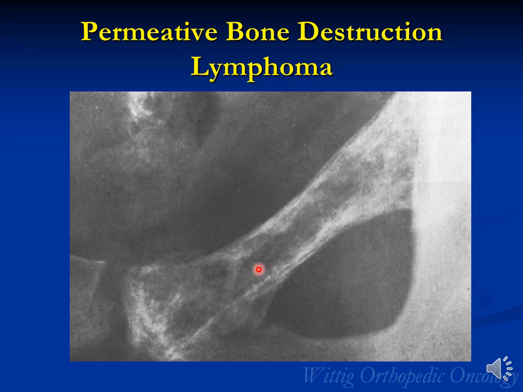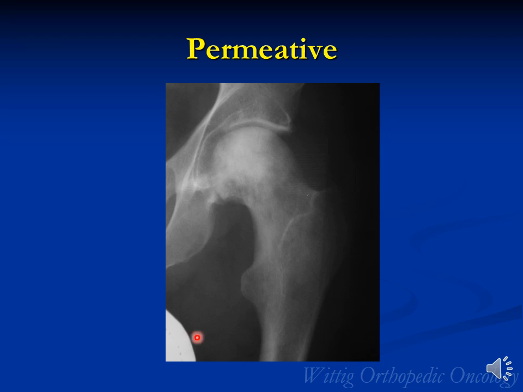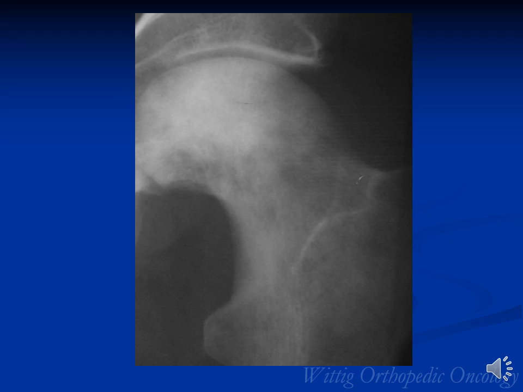Here's an example of a lymphoma causing a permeative pattern of bone destruction of the superior pubic ramus. You can't make out the borders of the tumor. Here's a permeative lesion of the proximal femur. Again, you can't make out the borders of the lesion, and it's causing a reactive sclerosis in the bone. This is a higher power view.